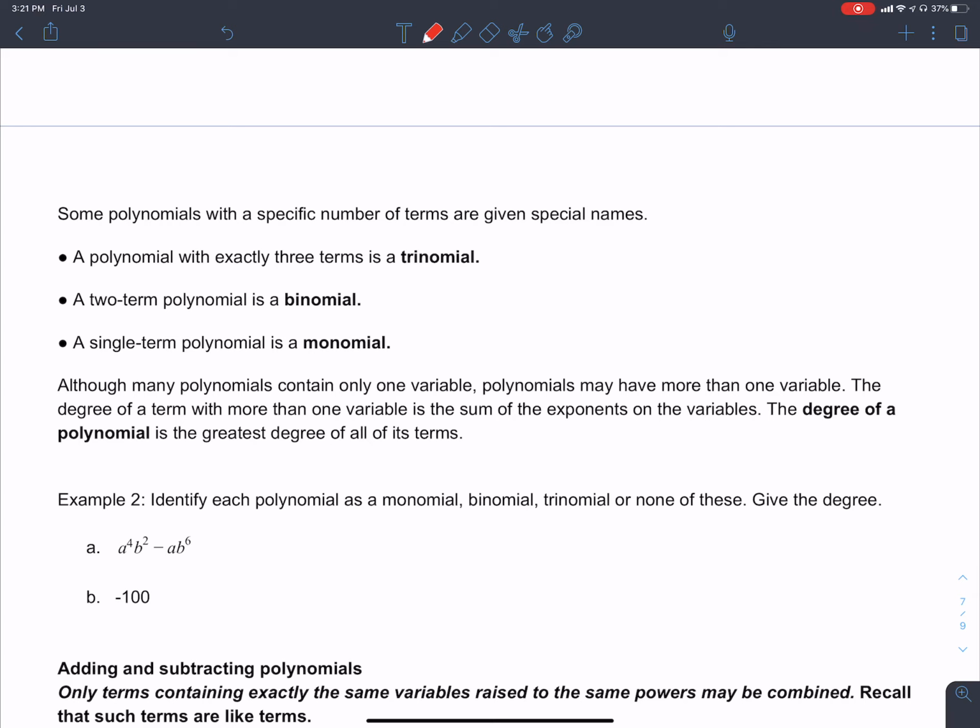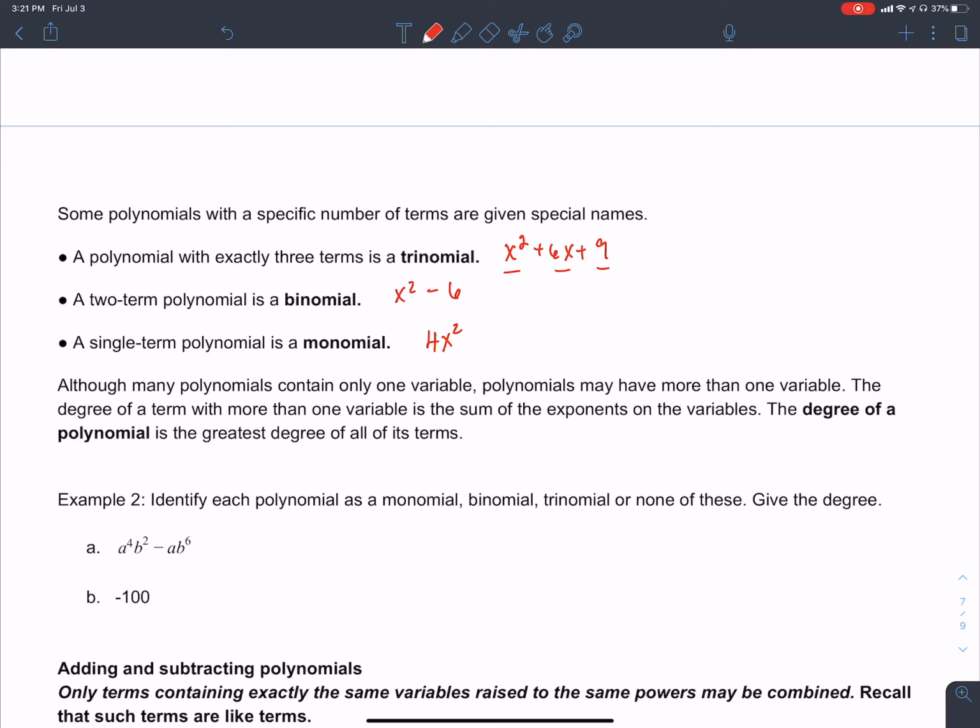So we have different names for our polynomials. If we have 3 terms, like x squared plus 6x plus 9, that's a trinomial because it has 1, 2, 3 terms. Okay, a 2-term polynomial is a binomial. So if I have x squared minus 6, that's a binomial. And a single term is a monomial. So if there's no addition or subtraction, it's a monomial. Okay. So even though many polynomials contain only one variable, some may have more than one, okay?